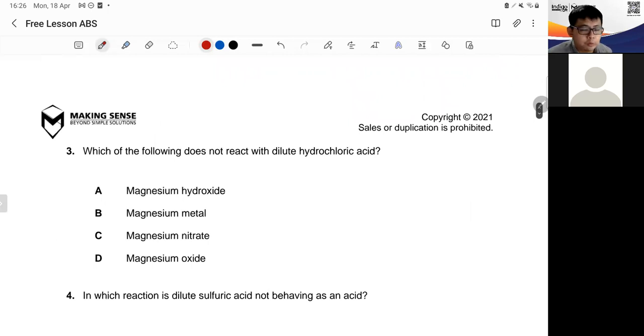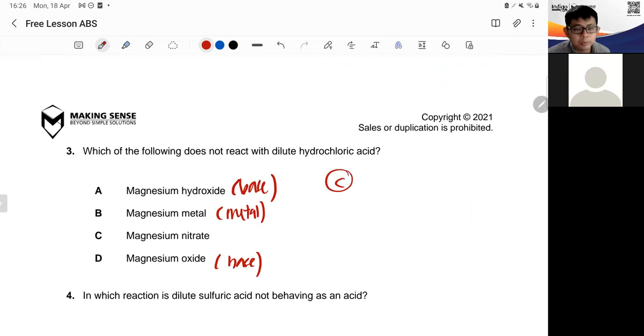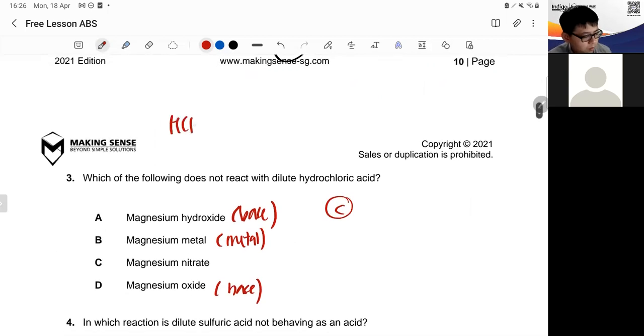Which of the following does not react with hydrochloric acid? This is a base. It does react. This is a metal, of course it does react. This is also a base. It does react. The one that doesn't react is C. Because if I give you HCl plus Mg(NO3)2, everything is soluble, isn't it? Let me balance it first. What would you expect to see if I add them together? Am I supposed to get this?